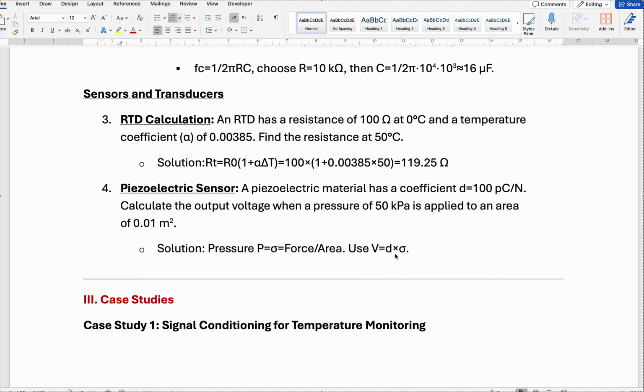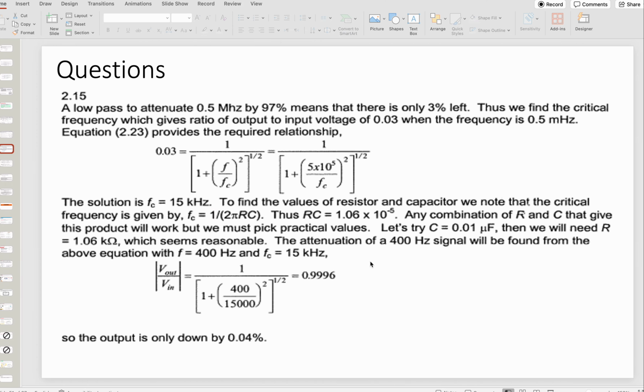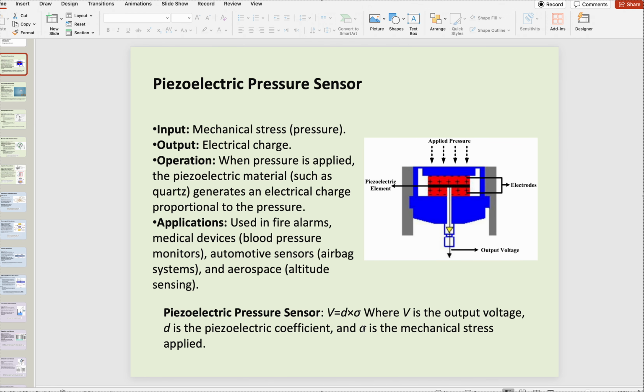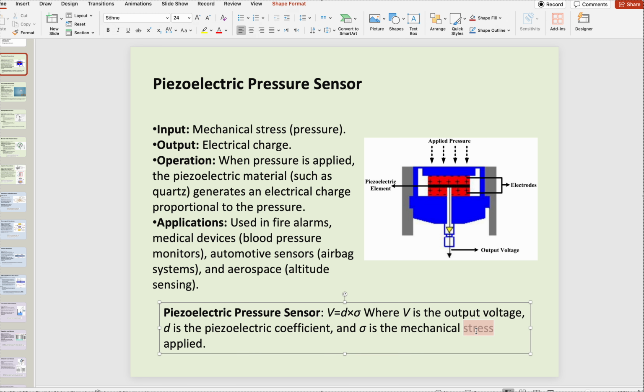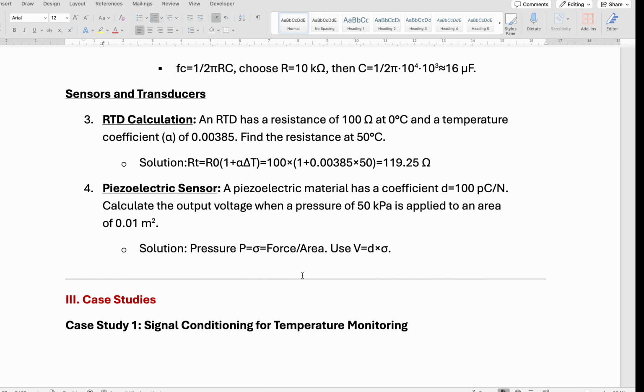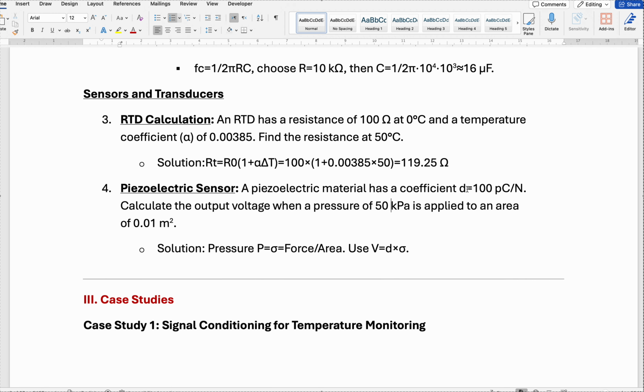Now, V is equal to D times sigma. Let's see, what is D times sigma? What is sigma? Sigma is the mechanical stress. Okay, so we already have the mechanical stress, and D is the piezoelectric coefficient. Good. So what do we have here? We have the coefficient, which is 100, and we have the stress. The stress is actually force divided by area, which is the pressure. And in this case, we already have the pressure.